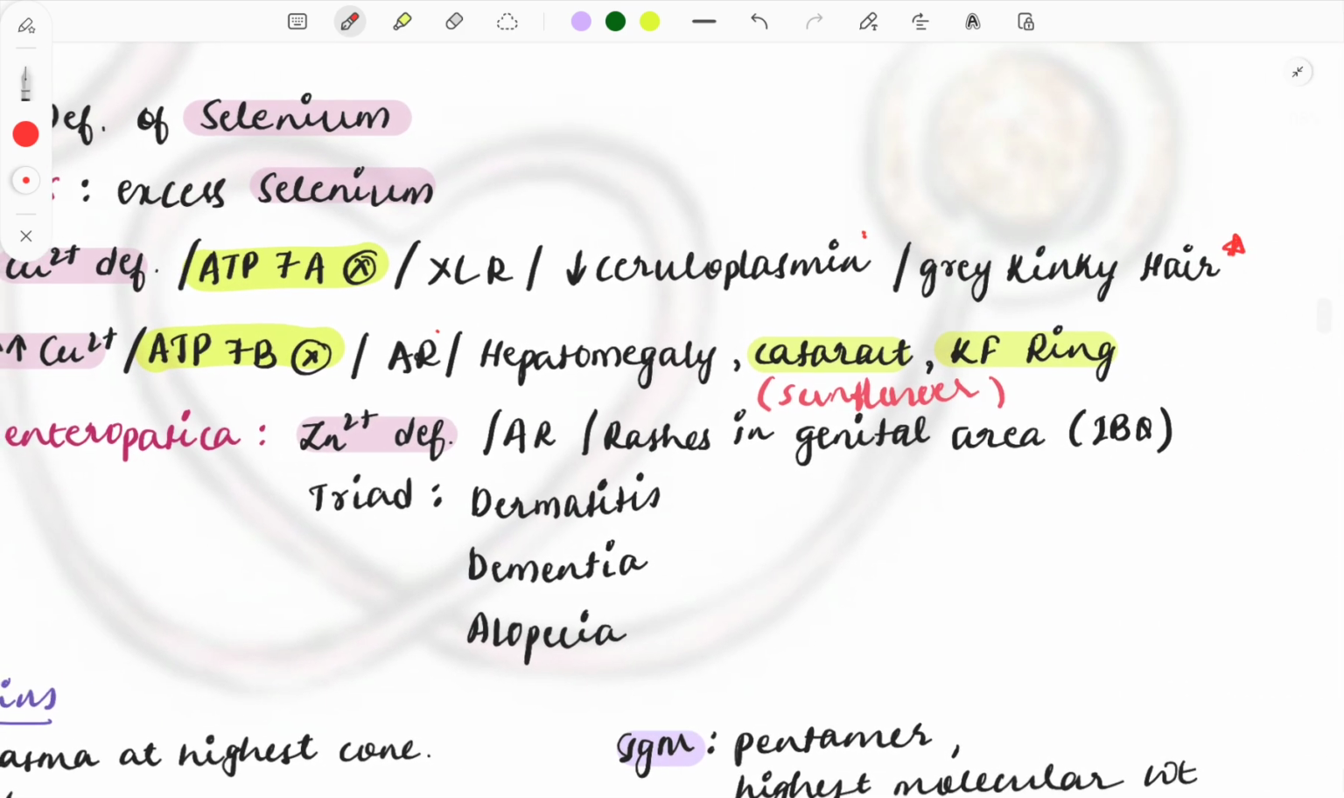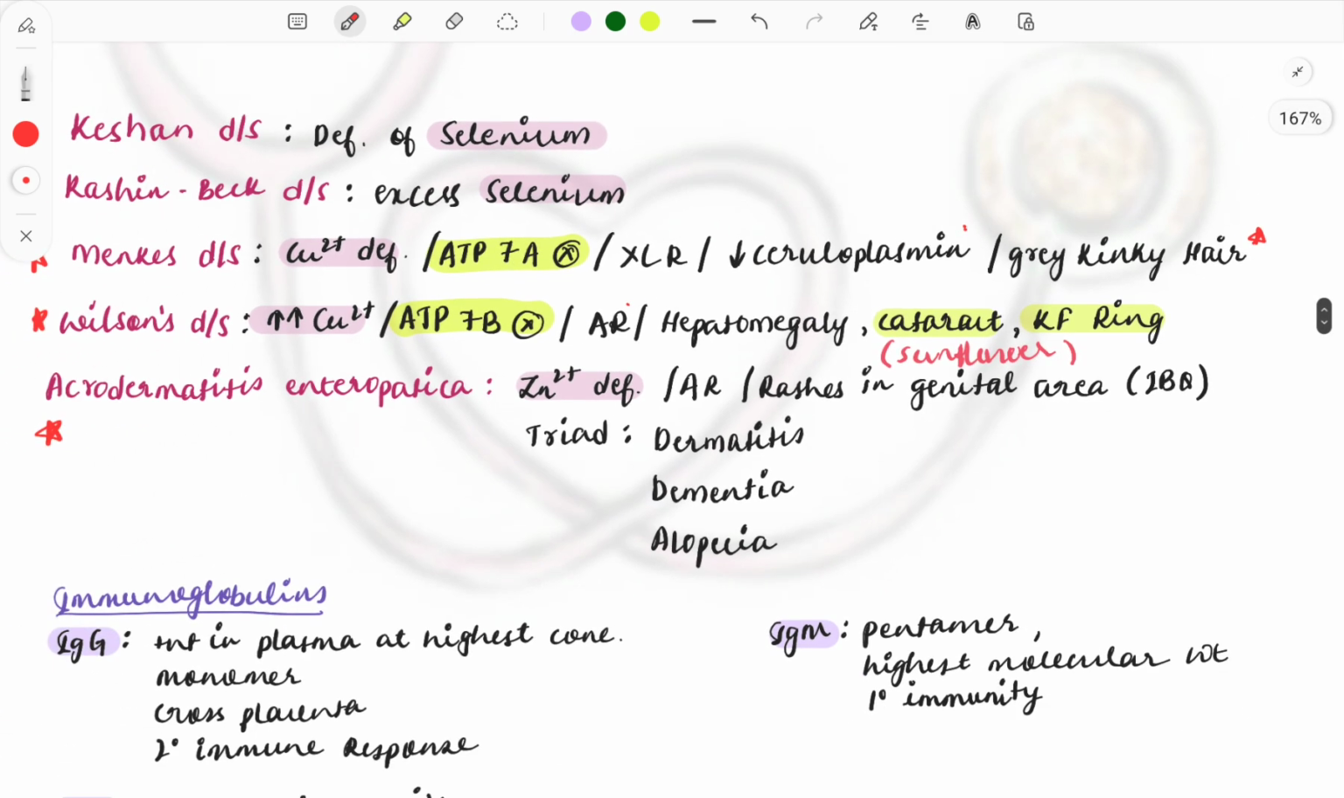and you can see gray kinky hair, which is a classical feature seen with Menkes disease. So gray kinky hair described, then copper deficiency described, decreased ceruloplasmin described, then the answer will be Menkes disease.